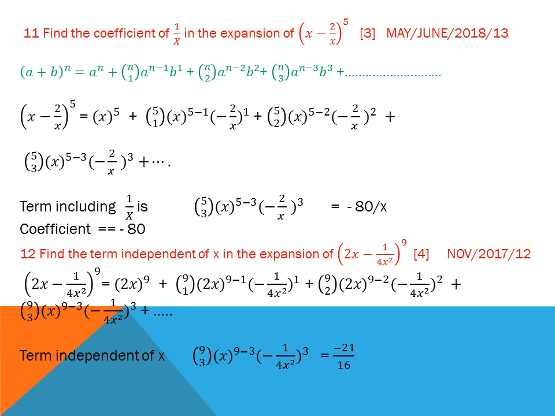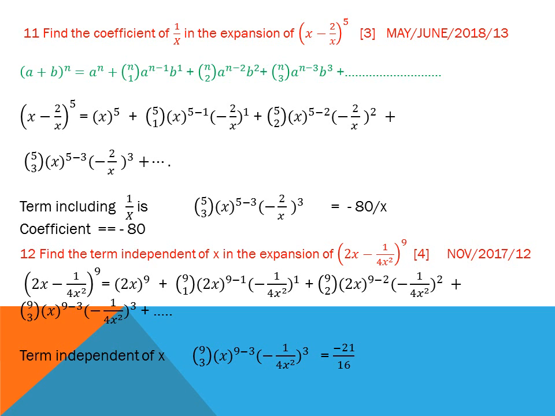Very easy, 3 marks. Only apply the formula here. a is equal to x and b is equal to minus 2 by x. So x^5 + 5c1 x^(5-1) (-2/x)^1 + 5c2 x^(5-2) (-2/x)^2 + 5c3 x^(5-3) (-2/x)^3 plus so on. So we only need the term including 1/x. I find that in the fourth term, 5c3 x^2 and 2 over x^3. When x^3 is cancelled out with x^2, I will find the 1 over x.